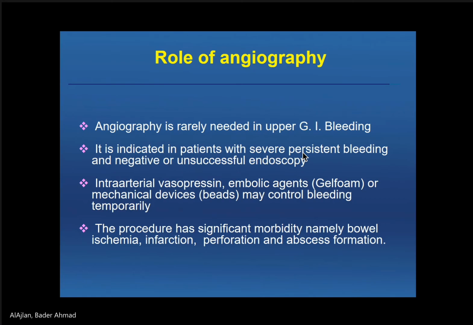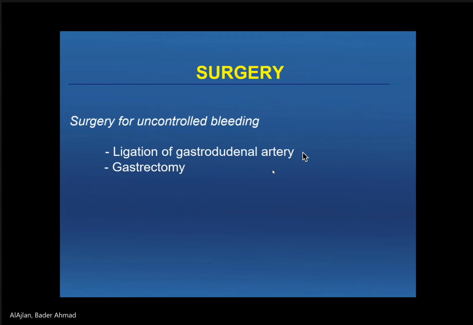This procedure looks fancy, but has some risk. Sometimes, of course, because you're embolizing something, it means that you're inducing ischemia, and sometimes it might cause perforations and abscess from these interventions. The other modality is surgery, but it will be only for uncontrolled bleeding that we as gastroenterologists and the interventional radiologist could not control. Either the patient can go for ligation of the gastroduodenal artery, or they go for gastrectomy.